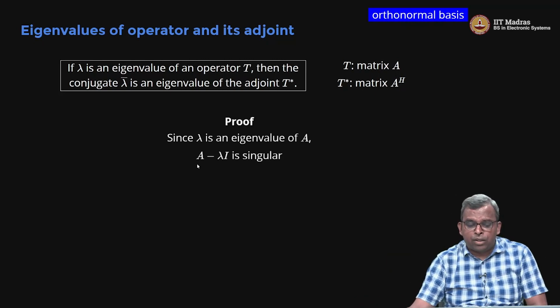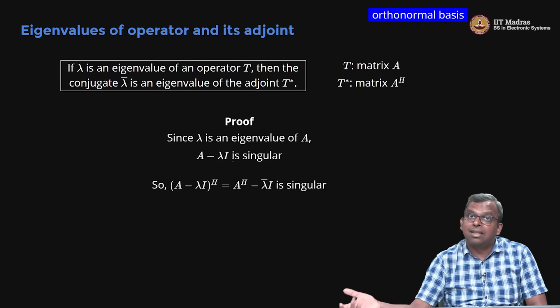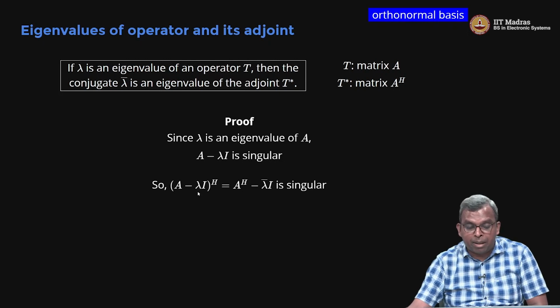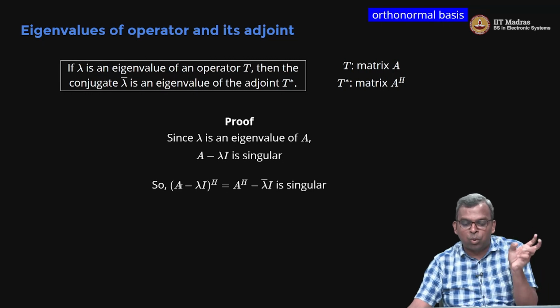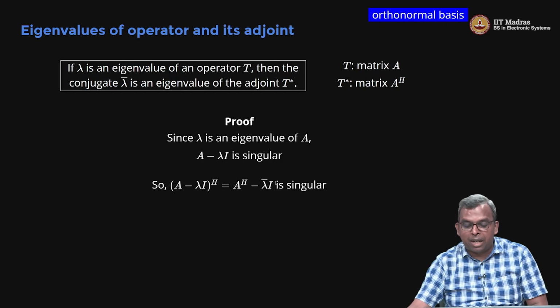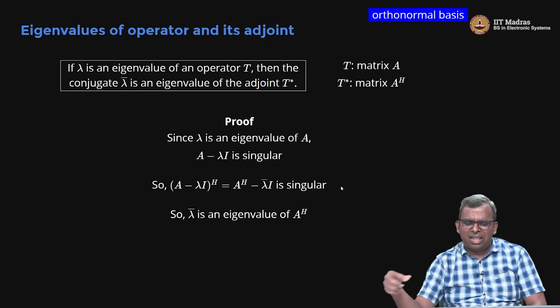Lambda is an eigenvalue of A, so A minus lambda I is singular. Now, if I take Hermitian, the rank doesn't change, isn't it? So the rank of a matrix and its Hermitian are the same. So A minus lambda I is singular means it's not full rank. So A minus lambda I Hermitian will also not be full rank. So it will be singular. So A Hermitian minus lambda bar I is singular. So this Hermitian goes in, you use the sum rule and the scaling rule and all of those things. You see, you get A Hermitian minus lambda bar I is singular, and so lambda bar becomes an eigenvalue of A Hermitian. It's a very, very simple proof.